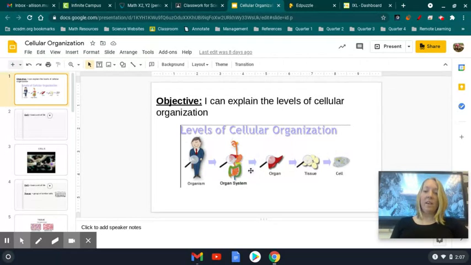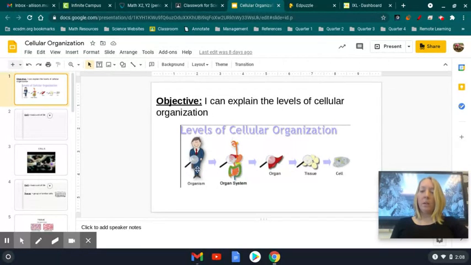I decided that instead of leaving you typical asynchronous work, this lesson is very short, with very little notes, so I think you can do it on your own. Your objective is: I can explain the levels of cellular organization. Here's a picture of biggest to smallest.